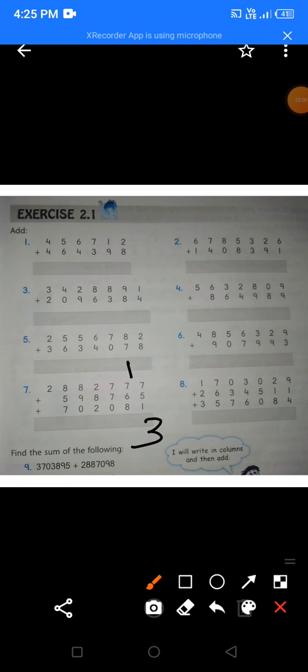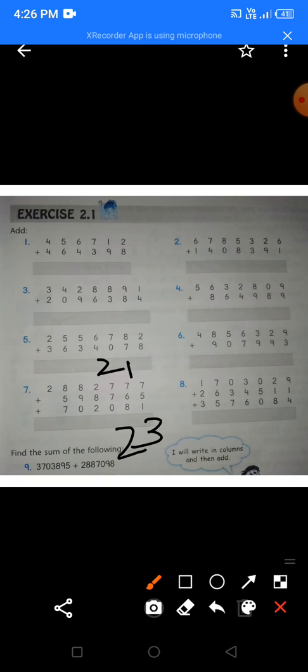Now 1 plus 7 is 8. Yes. 8. Then 8 plus 6 is 14. Yes children, 8 plus 6 is 14. Now 14 plus 8 is 22. Yes children, so I will write here 2 and I will carry 2.